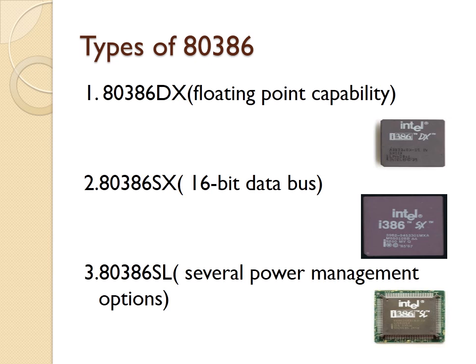Types of 80386. We have 3 types of 80386. First is 80386DX, which is used for floating point capability. Second one is 80386SX, which has 16-bit data bus. Third one is 80386SL. Several power management options included.